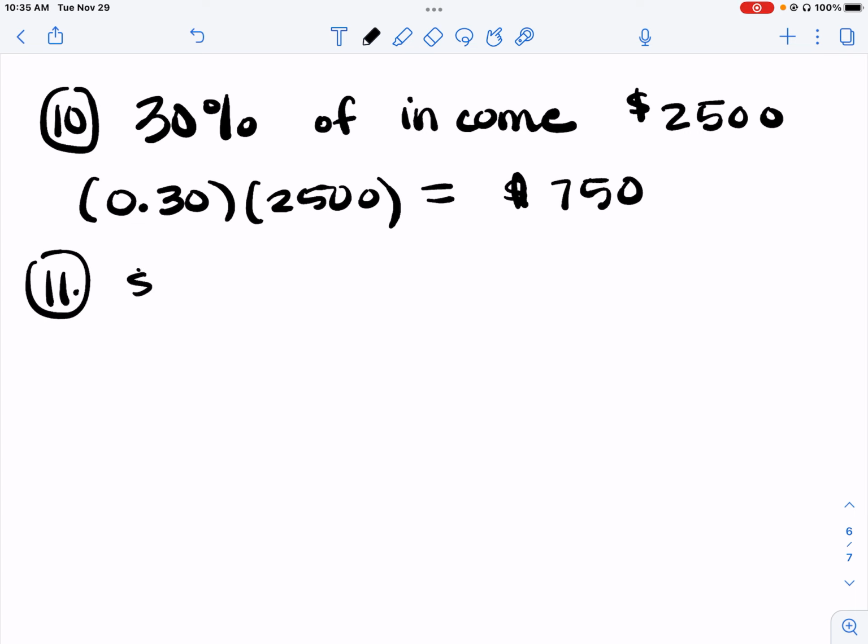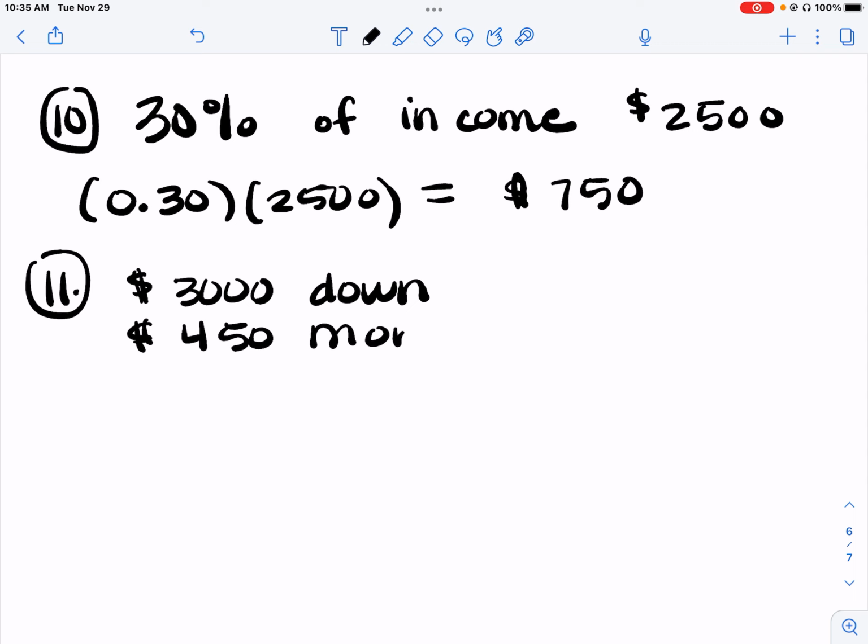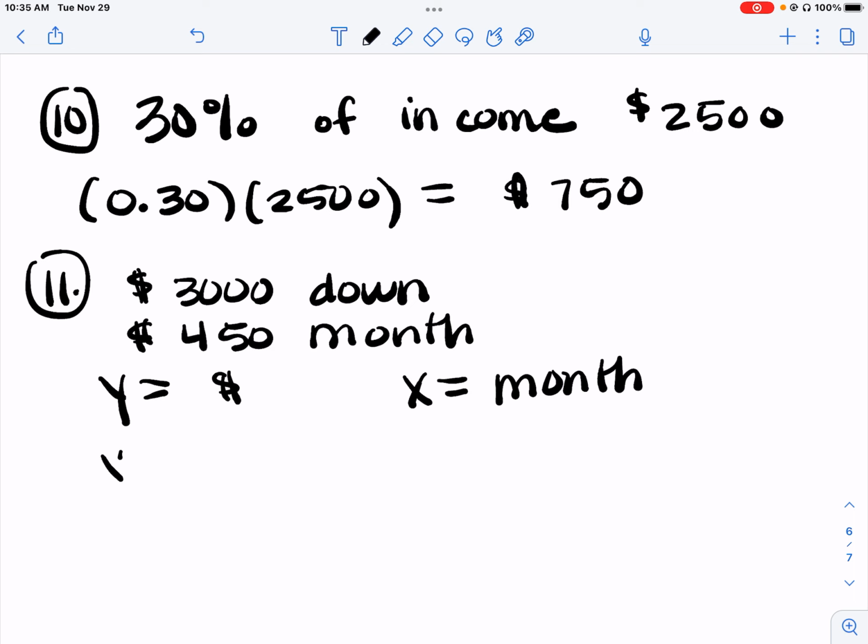Okay, number 11, if I put $3,000 down, $450 a month. Y is money. X is months. The equation for how much money has been spent is $450 times how many months you've paid your car note, plus $3,000, which is just one time.